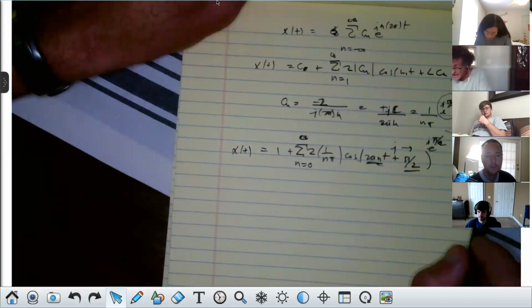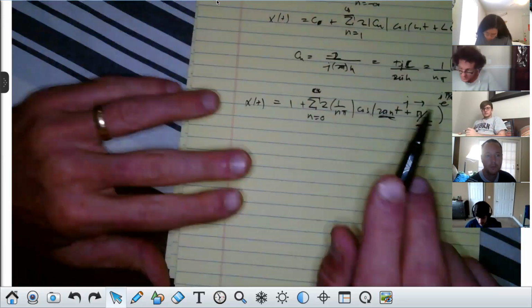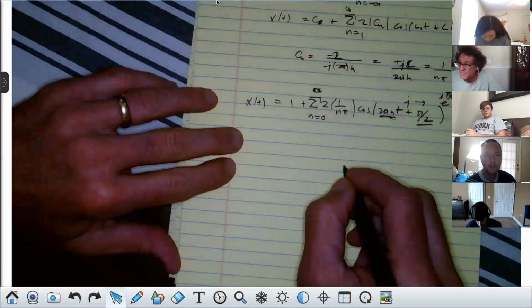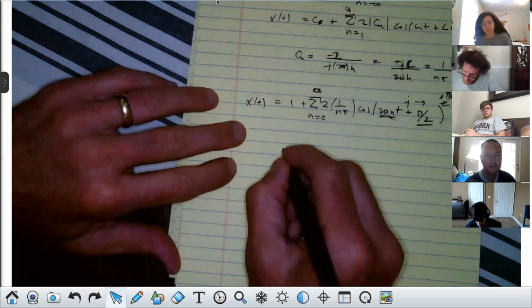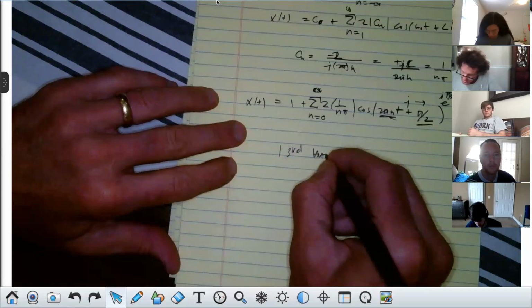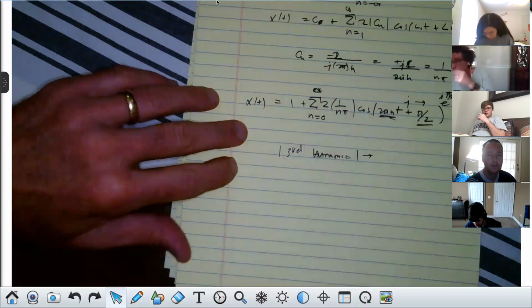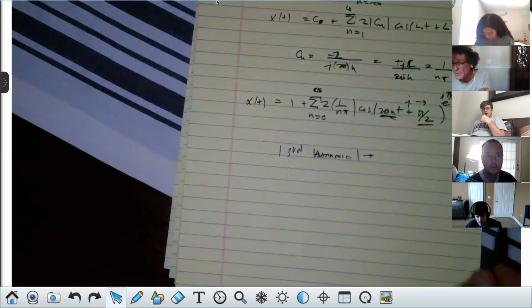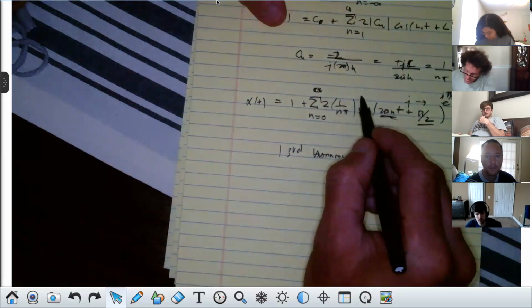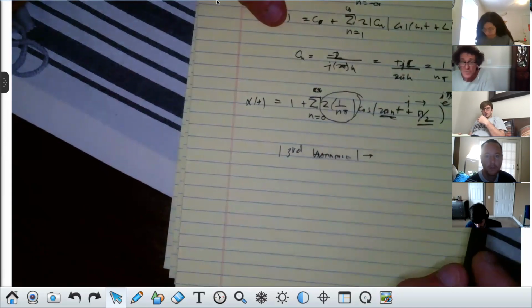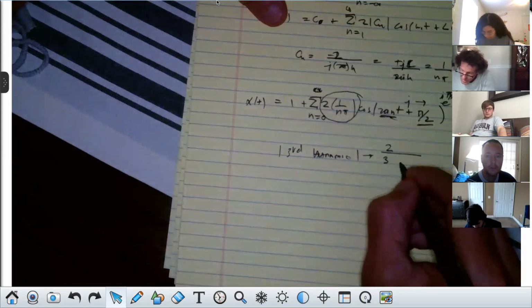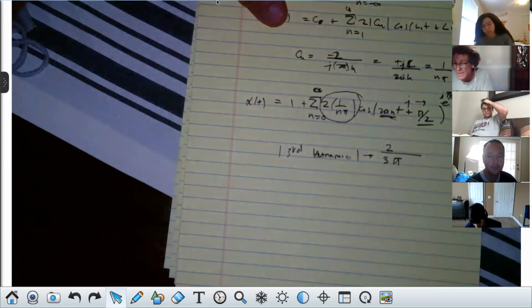All right. Now, I'm going to ask a question here that people had trouble with on the last test. If this is the expression for x of t, what is the magnitude of the third harmonic? I want the magnitude of the third harmonic. We covered this in class. What is the value of n associated with the third harmonic? 3, right? n equals 3, third harmonic. When I ask for the magnitude of the third harmonic, you're looking for the coefficient right there when n is equal to 3. What's that value going to be? It would be 2 over 3 pi. You all see that? That's the magnitude of the third harmonic.